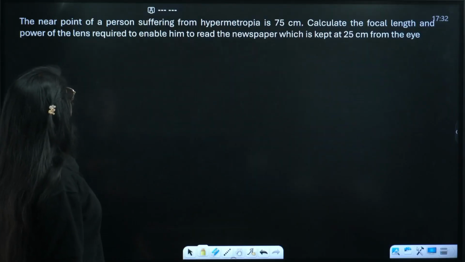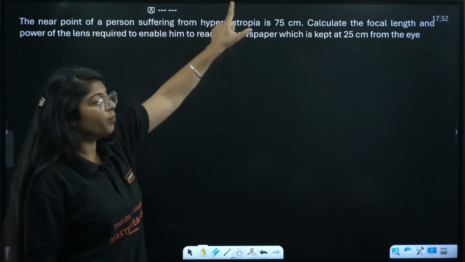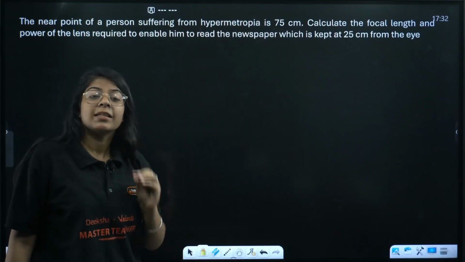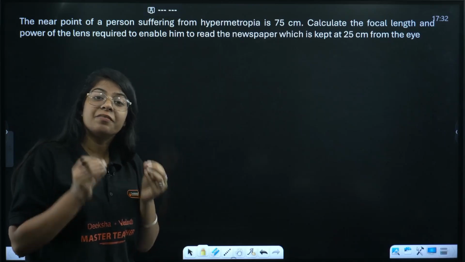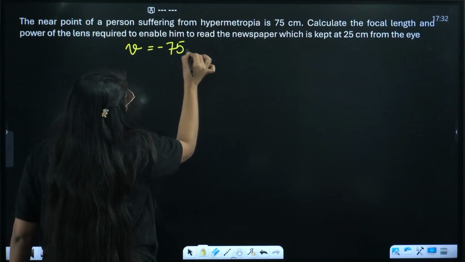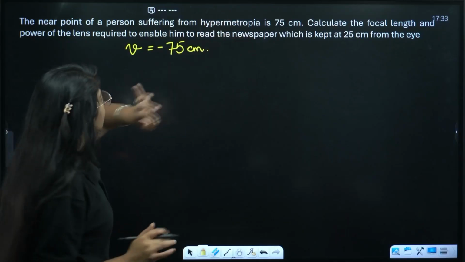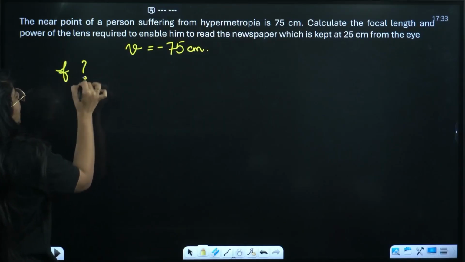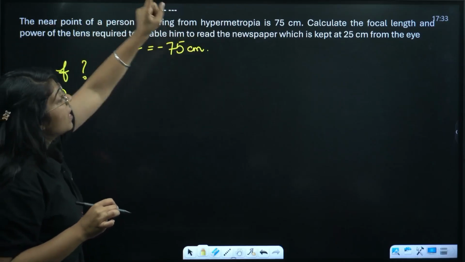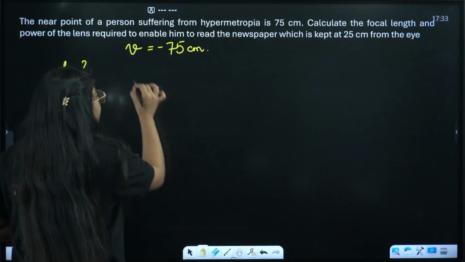Okay, moving on, the near point of a person suffering from hypermetropia is 75. Now they have given us everything, but I told you, whenever near point is given, that near point will be our V. So in this case V is minus 75 centimeter. Understood? Any doubt? Calculate the focal length and power of the lens required to enable him to read the newspaper, which is kept at 25 centimeter. Now newspaper is my object, so U is what?